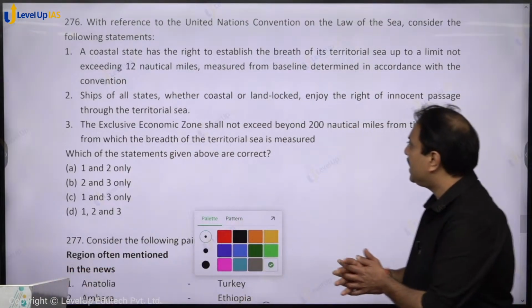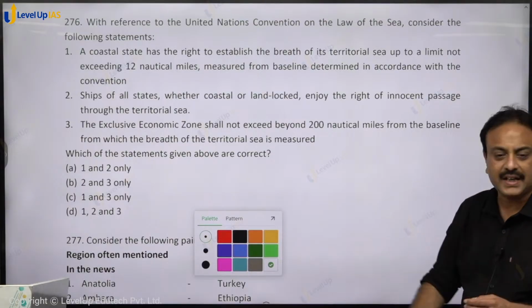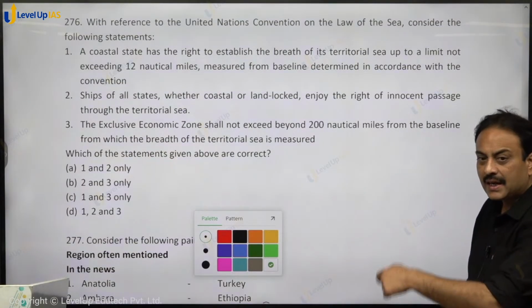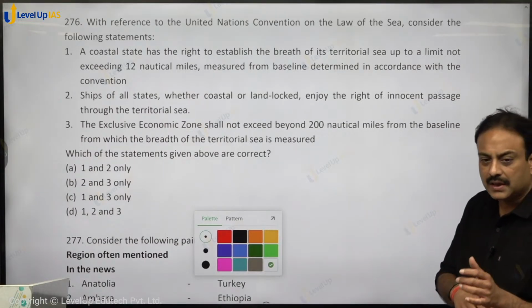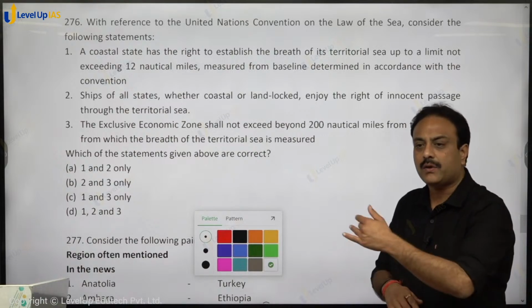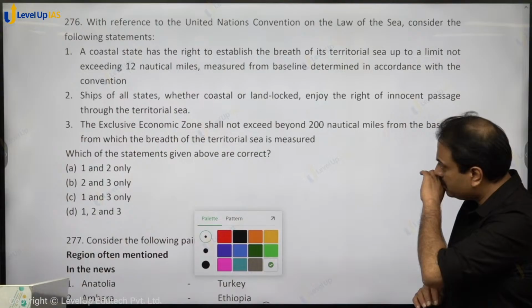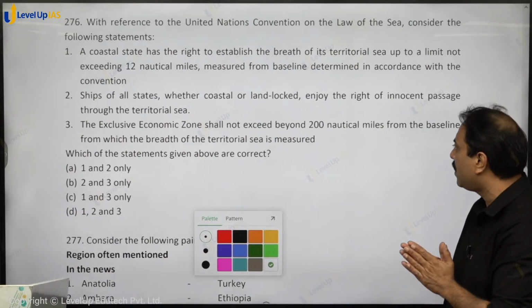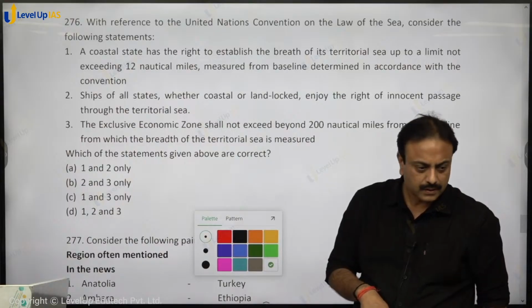A coastal state has the right to establish the breadth of its territorial sea up to a limit not exceeding 12 nautical miles. It's correct. Measured from the baseline. What is a baseline? I explained to you. Determined in accordance with the convention. So it is a correct statement. Every country is having 12 nautical miles as its territory. Ships of all states, whether coastal or landlocked, enjoy the right of innocent passage through the territorial sea. Correct.